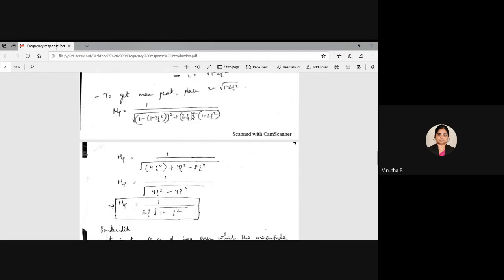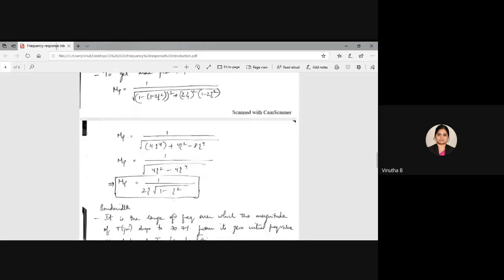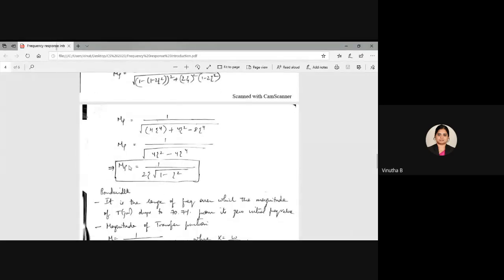So this zeta has a maximum power. So I will write it here, 4 zeta to the power 4 plus 4 zeta square minus 8 zeta to the power 4. So what is MP? MP is equal to 1 divided by square root of 4 zeta square minus 4 zeta to the power 4, because you have these two terms where you can subtract, so that will give you minus 4 zeta to the power 4. So what is MP? That is equal to 1 divided by 2 zeta square root of 1 minus zeta square. So the peak resonant frequency is given by 1 divided by 2 zeta square root of 1 minus zeta square.